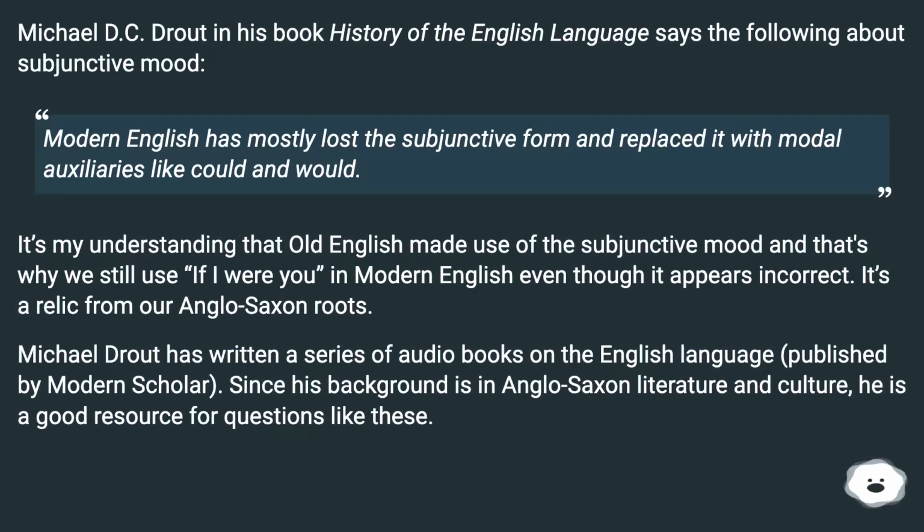Michael D.C. Drout, in his book History of the English Language, says the following about the subjunctive mood: Modern English has mostly lost the subjunctive form and replaced it with modal auxiliaries like "could" and "would." It's my understanding that Old English made use of the subjunctive mood, and that's why we still use "if I were you" in modern English even though it appears incorrect. It's a relic from our Anglo-Saxon roots. Michael Drout has written a series of audio books on the English language, published by Modern Scholar. Since his background is in Anglo-Saxon literature and culture, he is a good resource for questions like these.